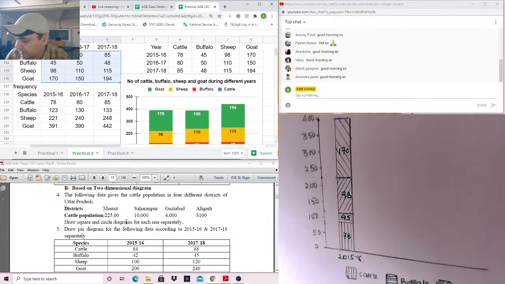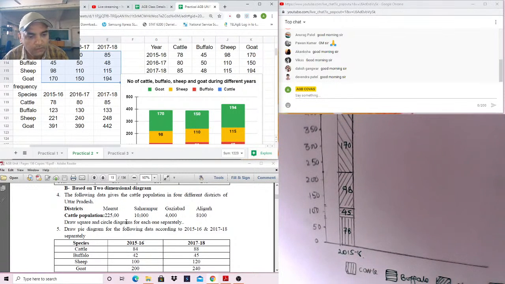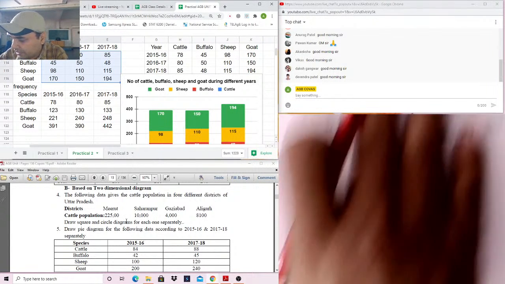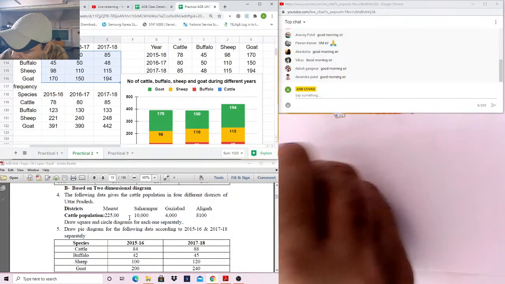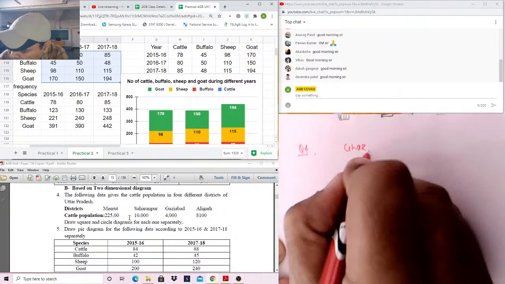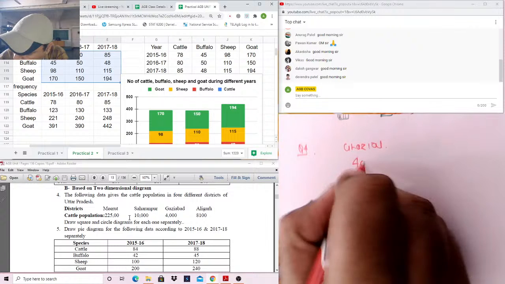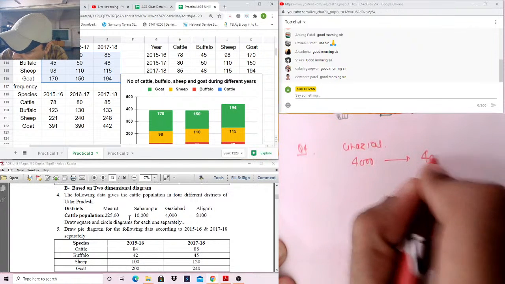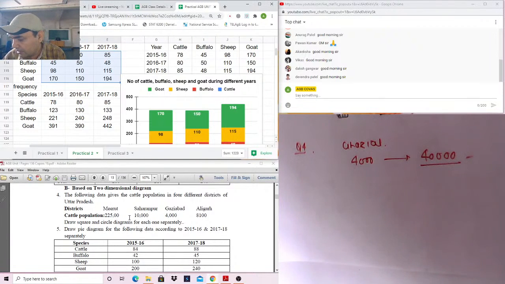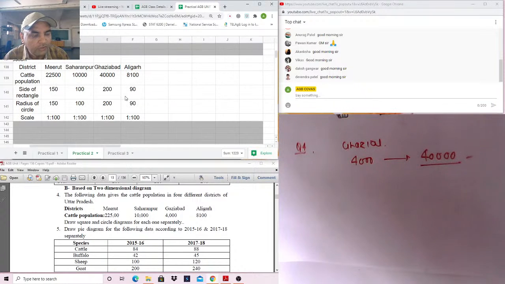Okay. So there is a little bit of correction in question number 4. In Ghaziabad, the cattle population instead of 4,000, you make it 40,000. Okay. Otherwise, calculations will be a little bit difficult. So, what I did here is that in the next question you can see how to make this.